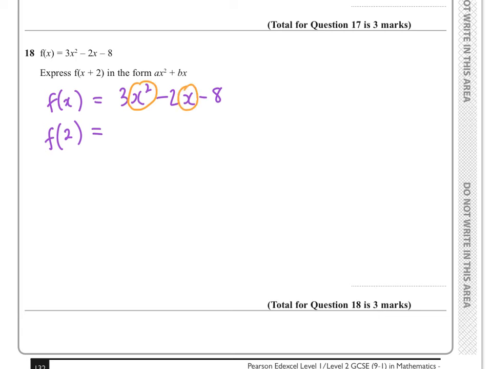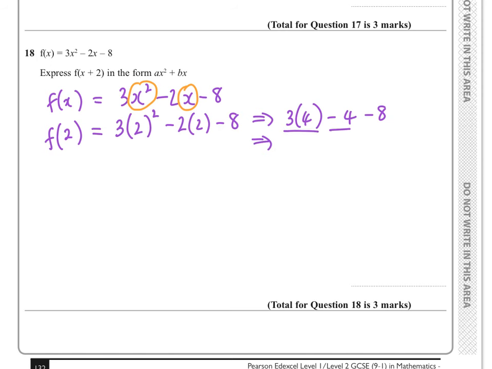So you'd end up with 3 lots of 2 squared minus 2 lots of 2 minus 8, and that would just give you 3 lots of 4 minus 4 minus 8, which would give you, well, 3 lots of 4 take away 1 lot of 4 is 2 lots of 4 minus 8, and 8 minus 8 is 0. So that's just an idea that x can take on any values you want.